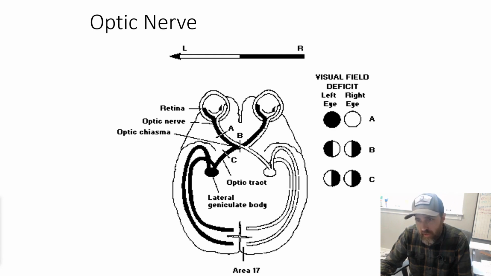And then looking at the medial portion of the right optic nerve here, you can see that it doesn't stay on the right side of the body. It crosses from the right side to the left side to end up sending its afferent information to the left occipital lobe.